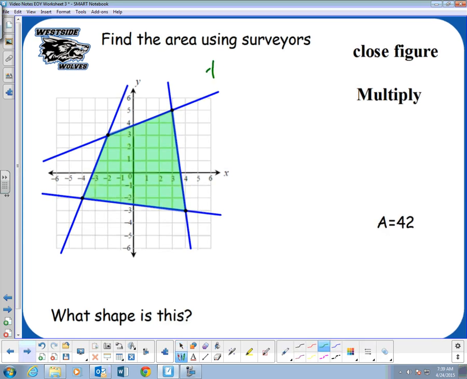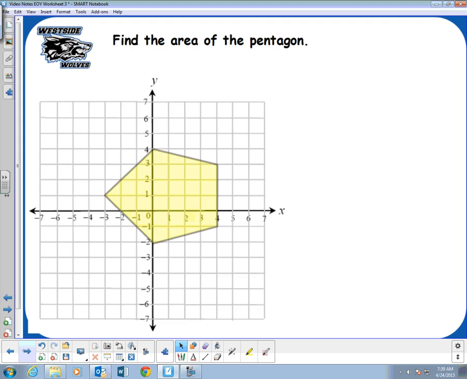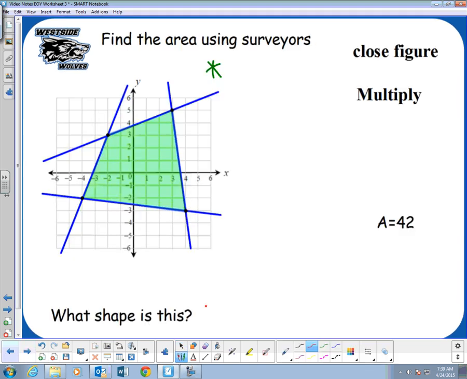So this is one that I want you to make sure that you go do. What shape is this, by the way? Well, it is a kite. But it would not be very easy to find the length of those diagonals and cross multiply them. The surveyor's method just works so much easier.